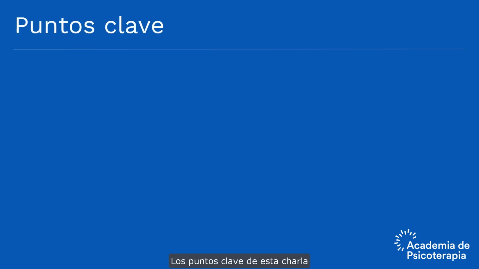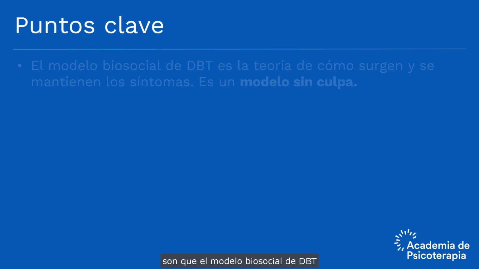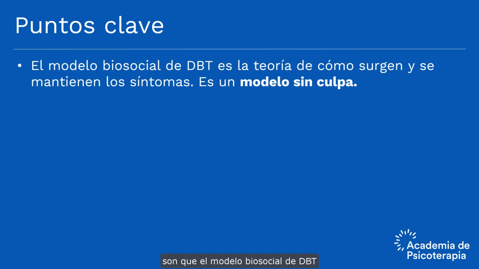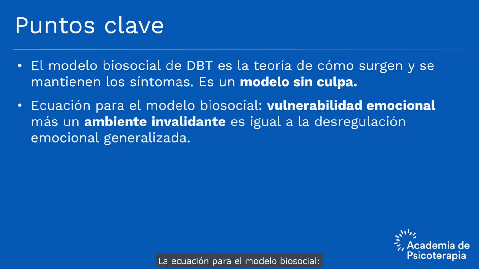The key points for this talk are that DBT's biosocial model is the theory of how symptoms arise and are maintained. It is a no-blame model. The equation for the biosocial model is emotional sensitivity plus an invalidating environment equals pervasive emotion dysregulation.